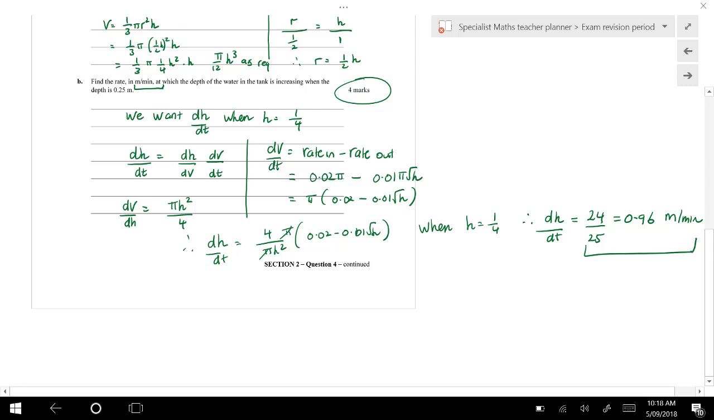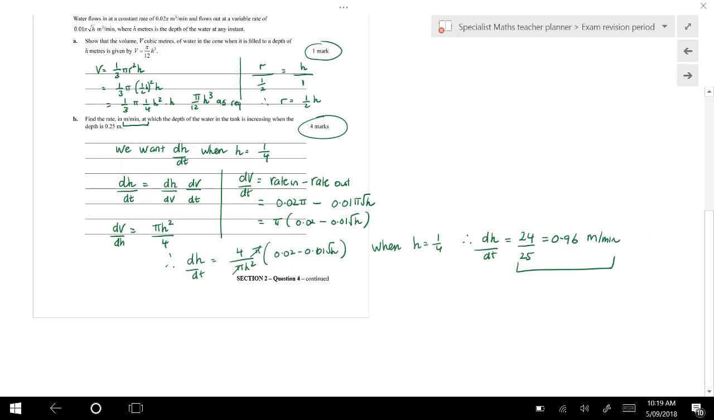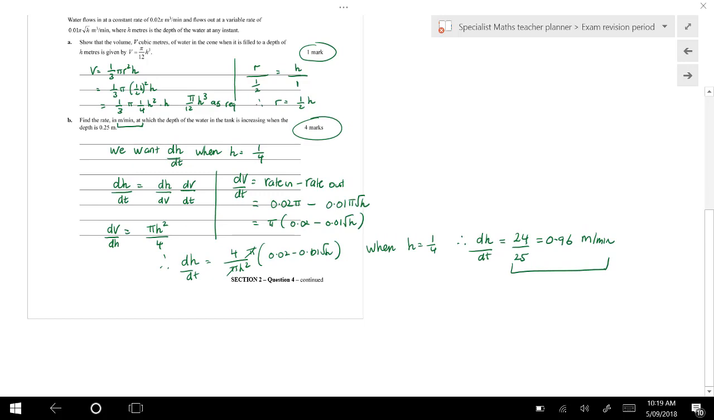No, because 0.96 is exact. There's no dot dot decimal point or anything like that. So 24 over 25 is exactly 0.96. That's why. That's right, exactly. Yes, they can have a decimal because it is still the exact answer.